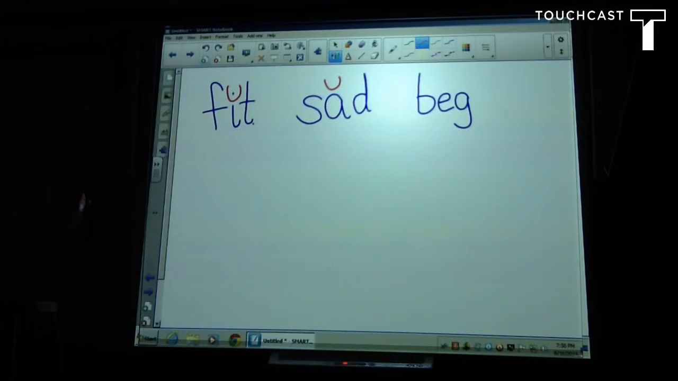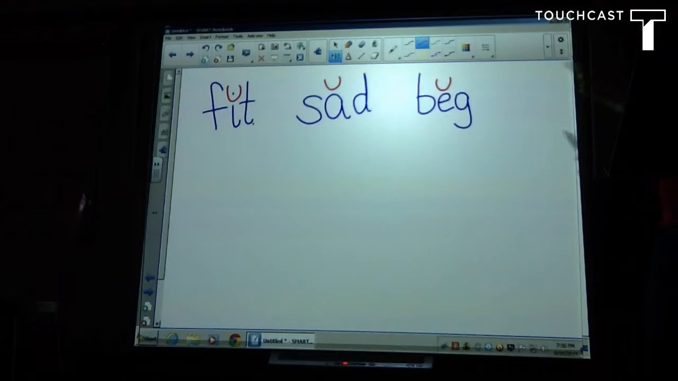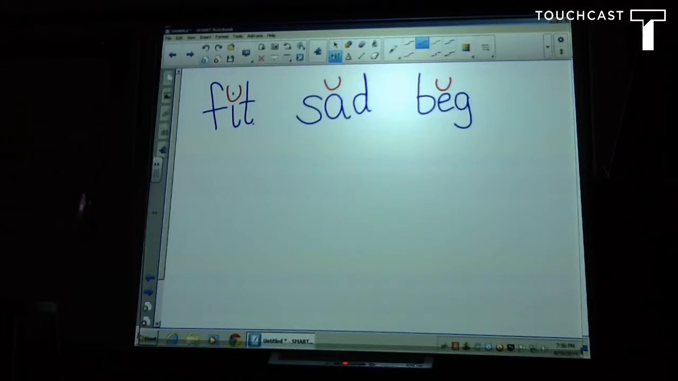Which one of these three letters is a vowel? E. Is that E followed by a consonant? Yes. So what do you think we need to do? Code it with a breve. Very good. Let's try to blend these sounds together. B, e, g. What do you think that word is? Beg. Very good. Can you use that word in a sentence? Don't let your dog beg at the table. Very nice. I like that sentence.